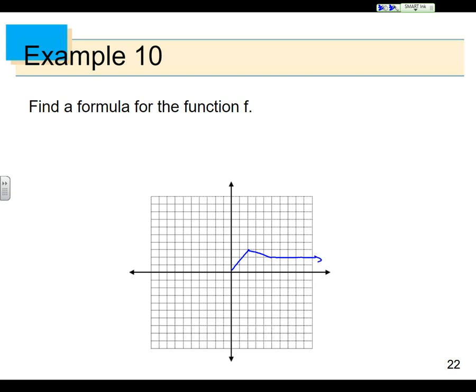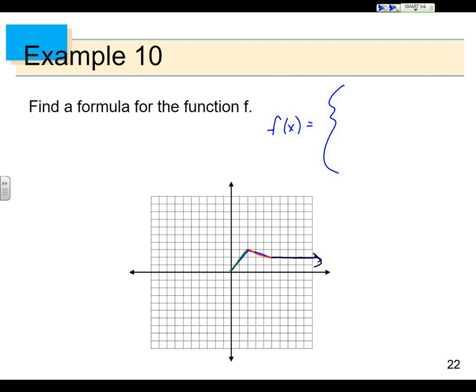So first thing I want to determine is how many pieces does this graph have? I'll go back and count it. I can count 1 piece, 2 pieces. I'm counting 3 pieces on it. Okay, so that means that my piecewise function needs to have 3 pieces in it. I'm just going to work left to right on this.